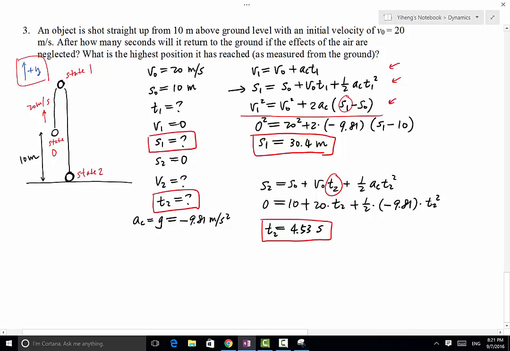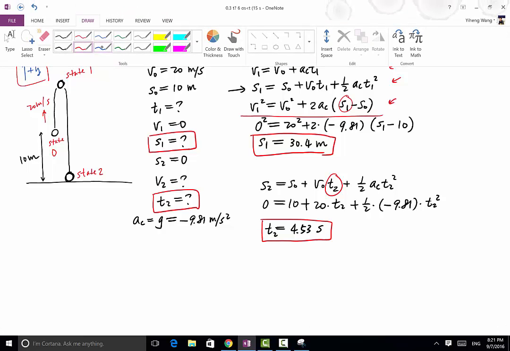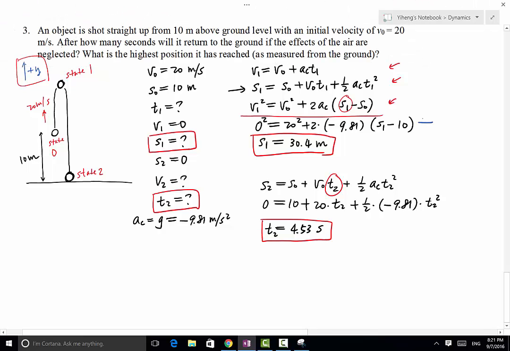So in my opinion, to solve this problem, these two equations that I chose, this one and this one, are the best options because in either one of these two equations, I only have one unknown, so I can solve that one unknown from the equation without solving multiple equations. But that doesn't mean that you cannot try other methods, and you should get to the same answer even if you do not do exactly what I did.